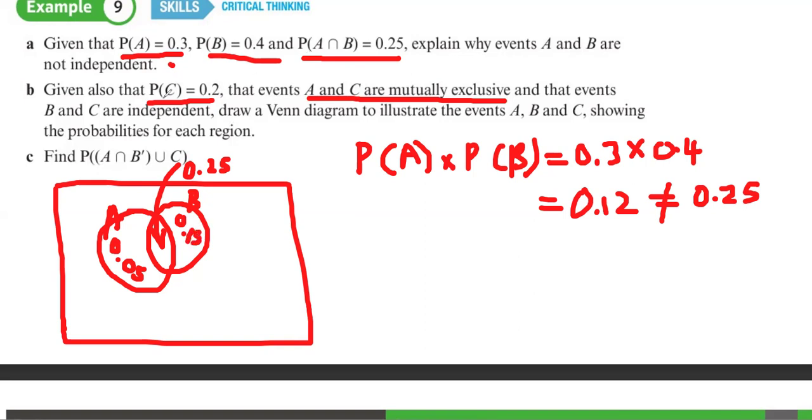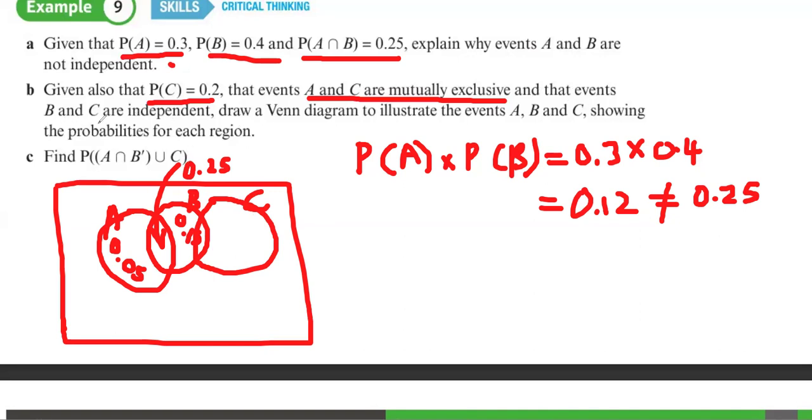Then how to draw C? A and C are mutually exclusive means what? They don't intersect. Therefore, we can draw like this. A and C do not intersect, but B and C may intersect. Therefore, we can draw like this.